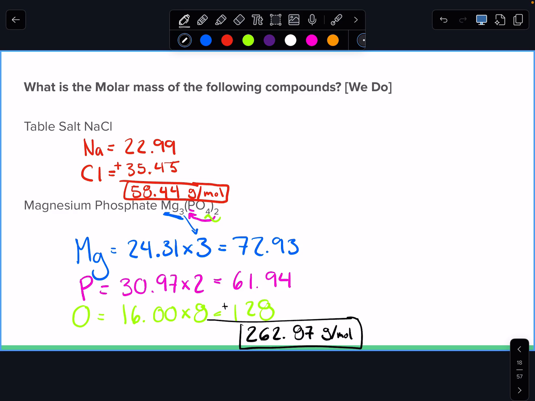Questions on calculating molar mass? Once again, just taking all the pieces and adding them up.